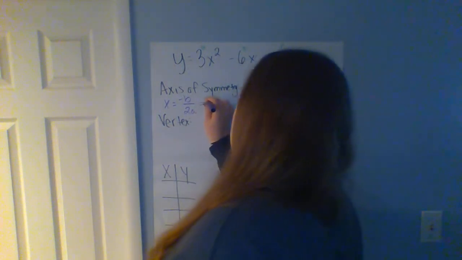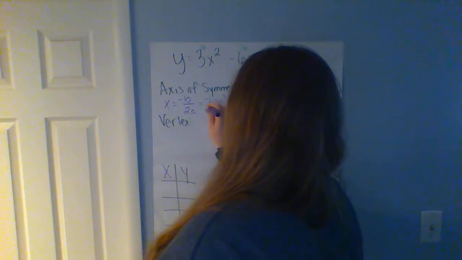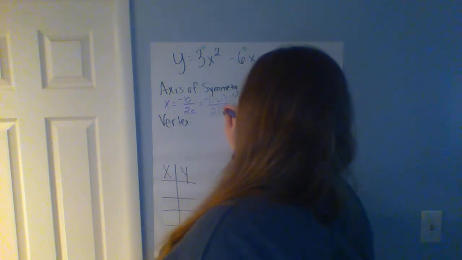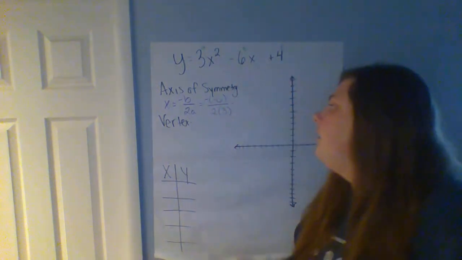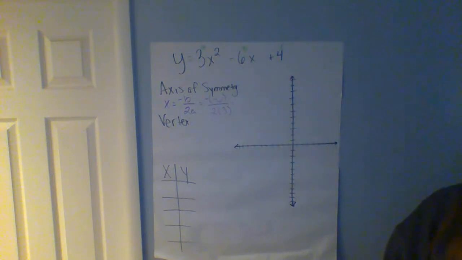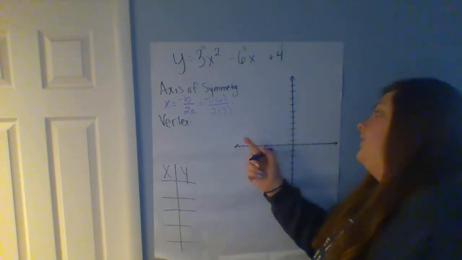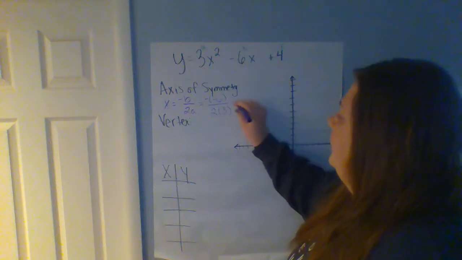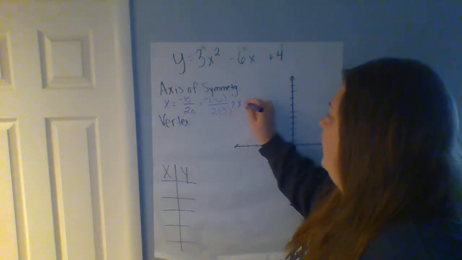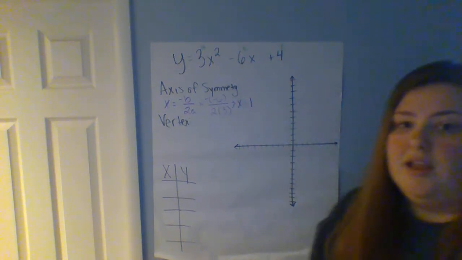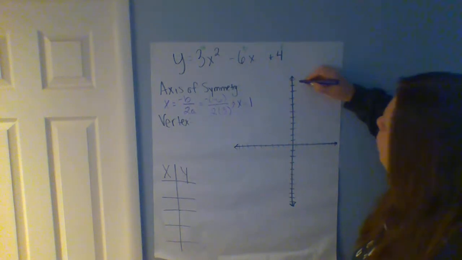It's going to be negative 6 over 2 times 3. Negative 6 becomes positive 6. 2 times 3 becomes 6. So our axis of symmetry is x equals 1. And I'm going to draw that in right here.